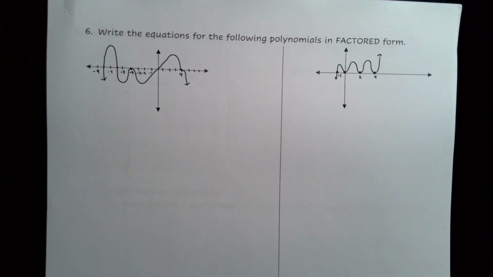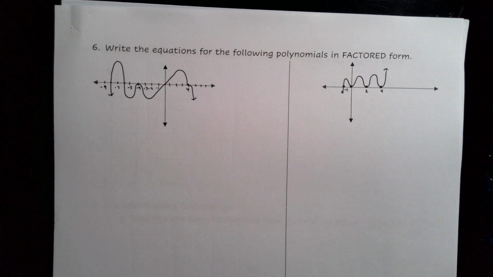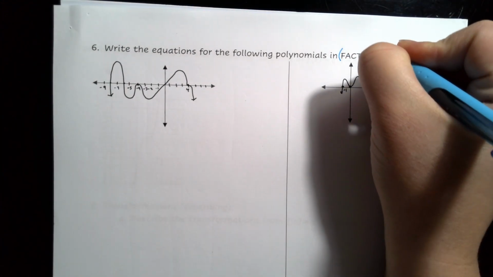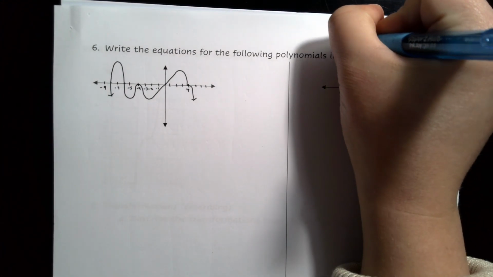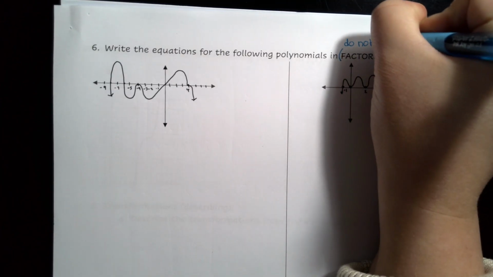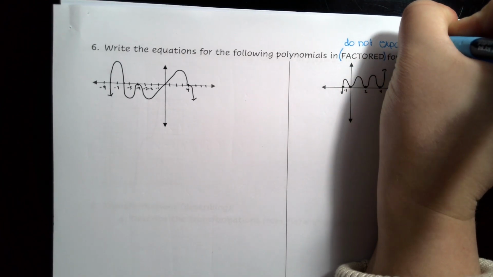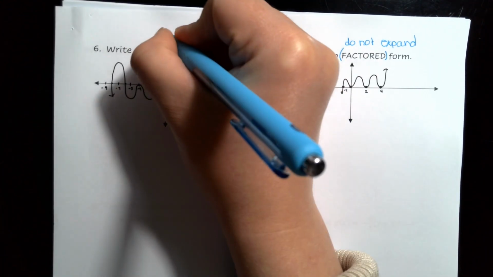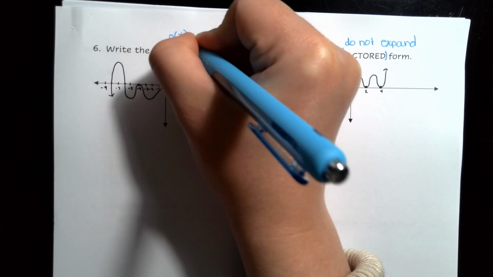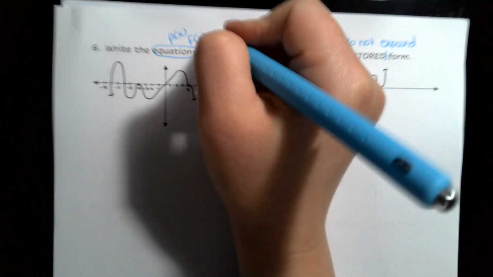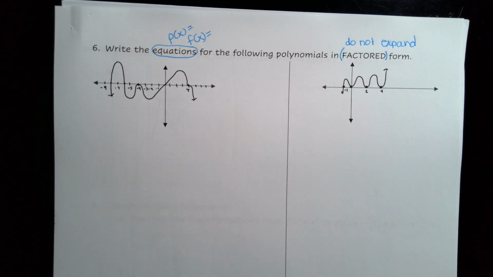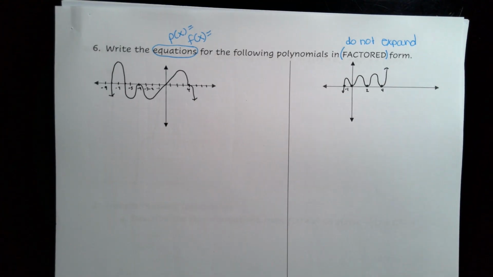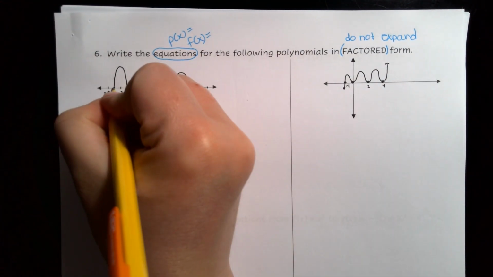Writing the equation for the following polynomials in factored form. Factored form means you are going to see brackets. That means do not expand. The issue with these type of questions is that I am asking you for an equation. So we must give you either P of x or F of x as part of our answer. If you don't give me an equal sign, that means it's not an equation, it is an expression, and that will be points removed.